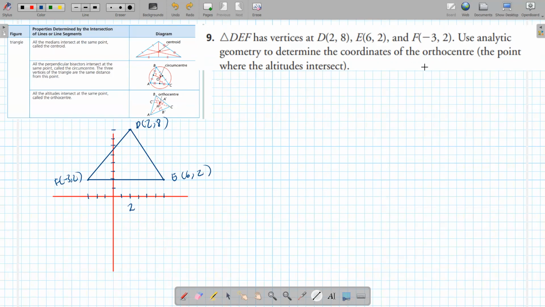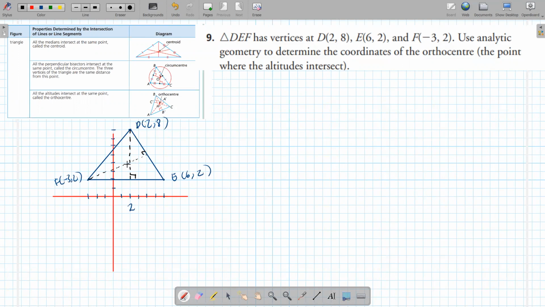Orthocentre, it says, so we need to find where 3 altitudes intersect. Super annoying question. So how do you begin? Remember, an altitude is a line that brings you from one of the vertices down to the opposite side at 90 degrees. We need to find this point right here where all 3 altitudes meet. Again, this is a rough sketch.